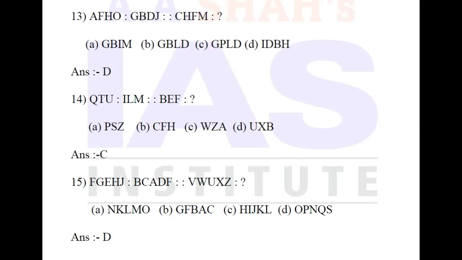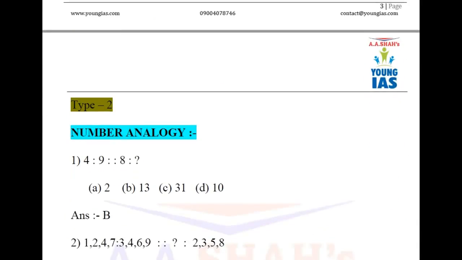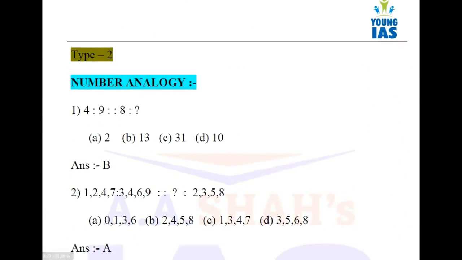Now we'll get started with the number analogy. Starting with the number analogy now. The first question, you have 4 is to 9 and 8 is to what? So what is the connection between 4 and 9? 4 plus 5 would be 9. So same thing we have to do here. 8 plus 5 would give you this answer. So 8 plus 5, the answer is 13. So B option 13 is your correct answer.